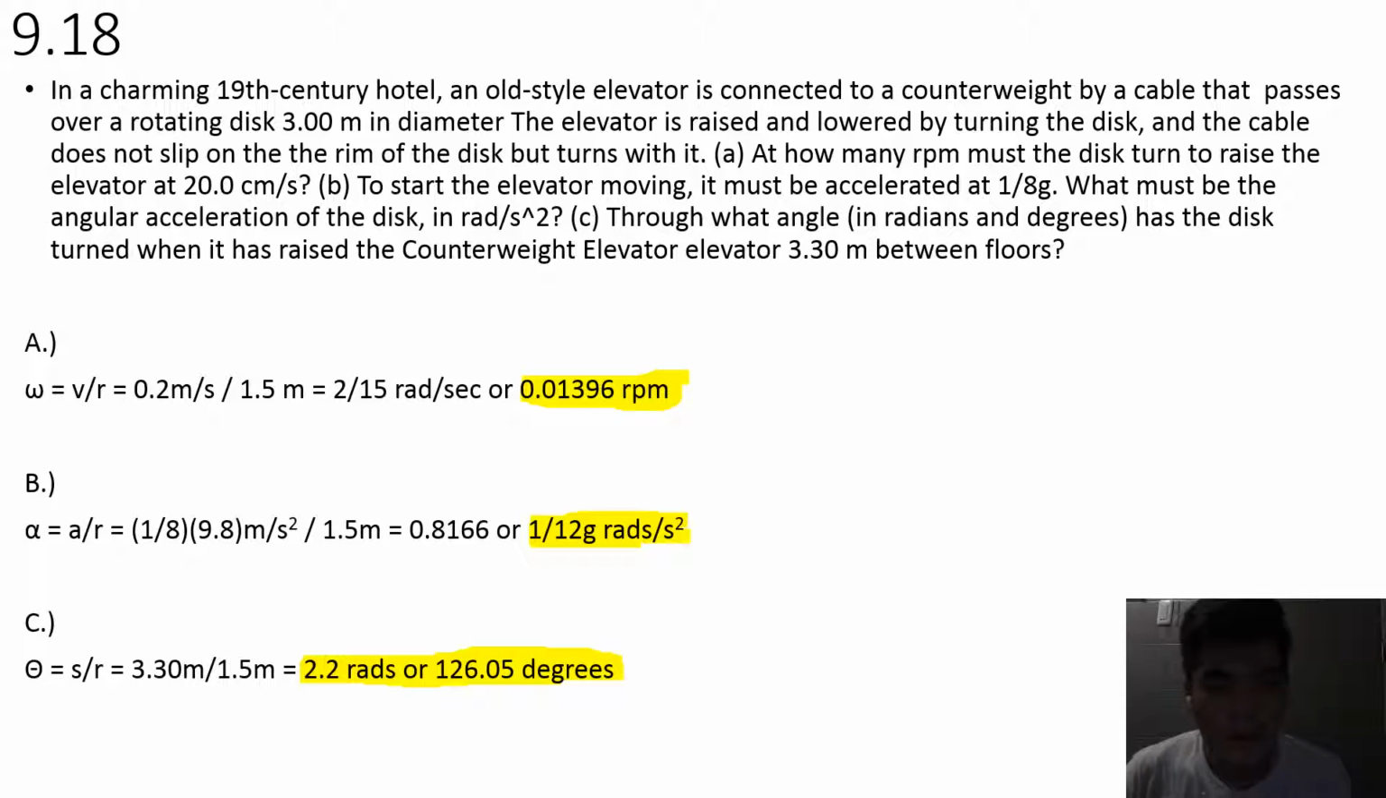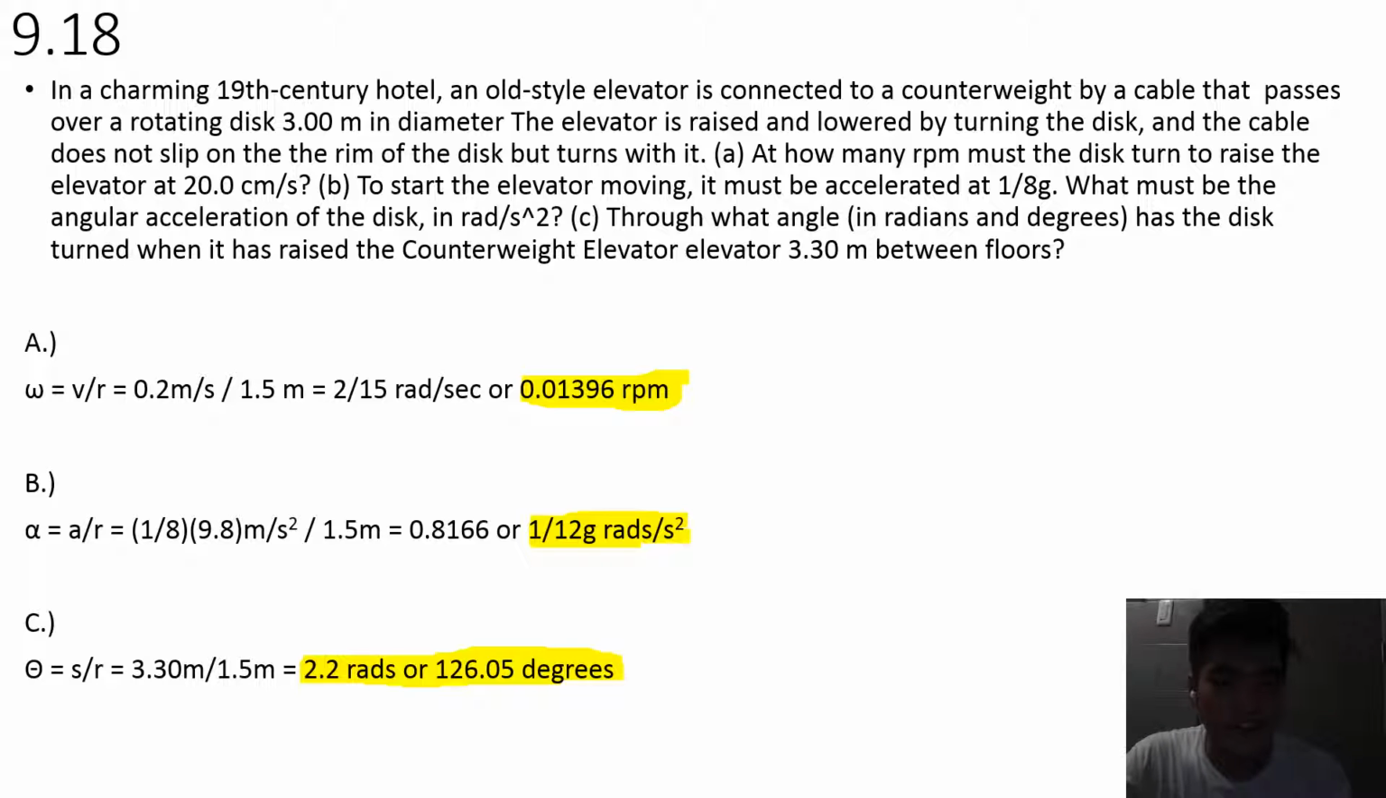Problem 2. In a charming 19th century hotel, an old-style elevator is connected to a counterweight by a cable that passes over a rotating disc 3 meters in diameter. The elevator is raised and lowered by turning the disc, and the cable does not slip on the rim of the disc but turns with it. At how many RPM must the disc turn to raise the elevator at 20 centimeters per second?